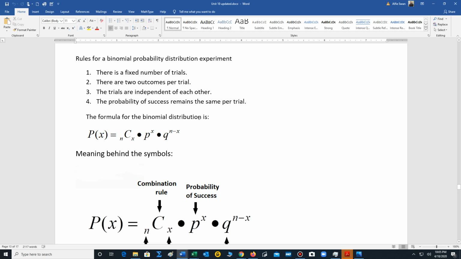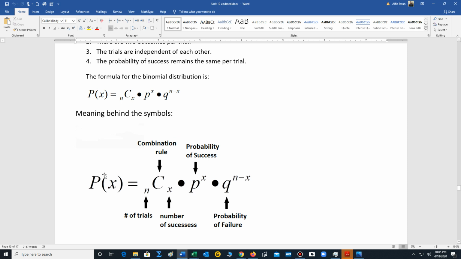So the formula for the binomial distribution is P of X. Now, let me point out that P of X does not mean P times X. It's a type of mathematical notation that informs us that every time we have a value for X, we're going to replace it throughout the equation. Let me go down a little further to highlight this.